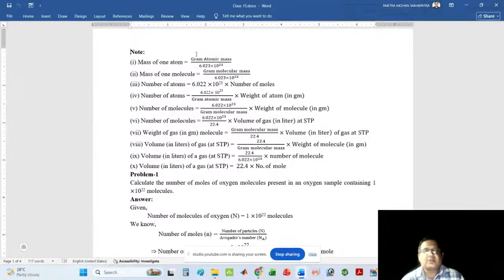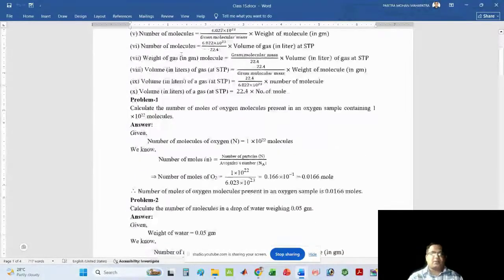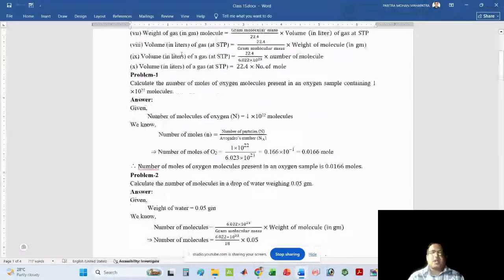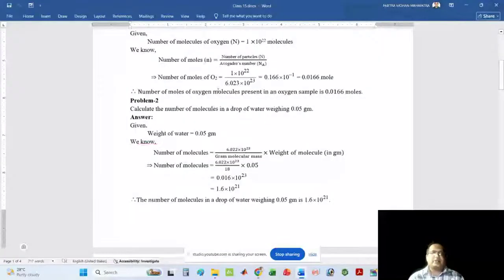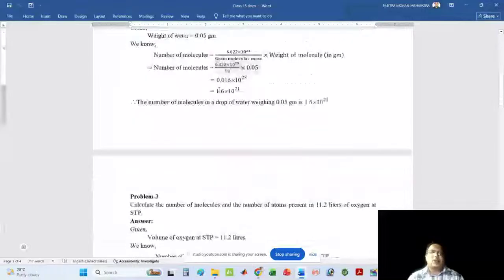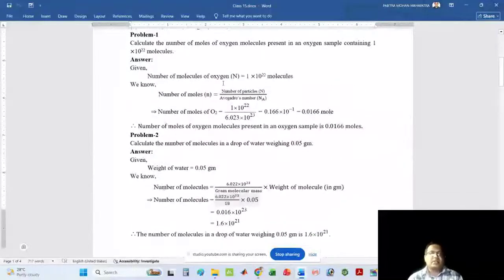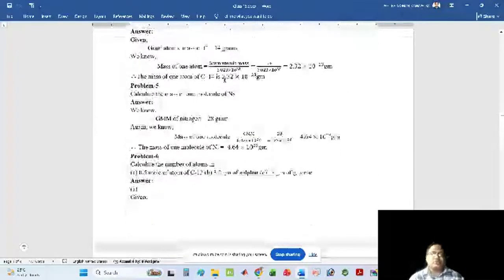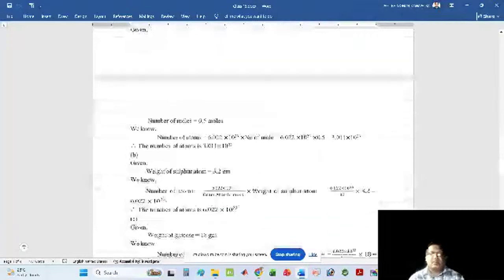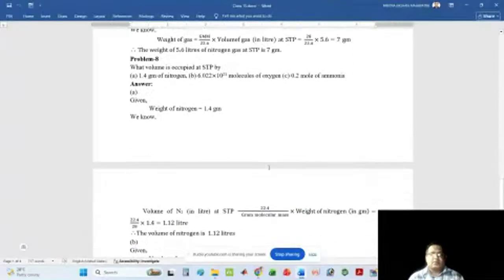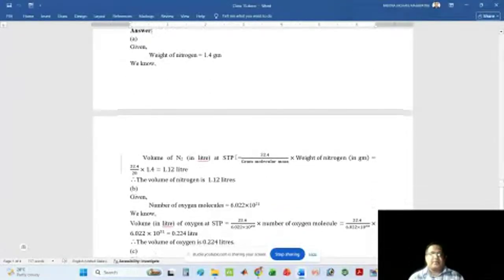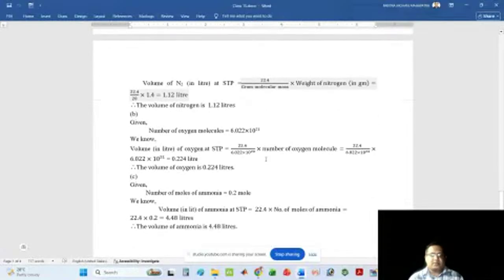Hello student, in the previous class I discussed different formulas for calculation of the equivalent mass. I have also carried out some problems using the formula. These are the problems and the solutions. There are 8 problems I have covered in the previous class.